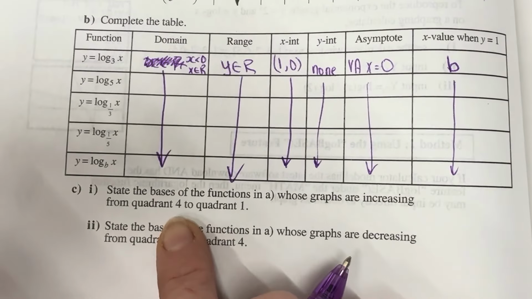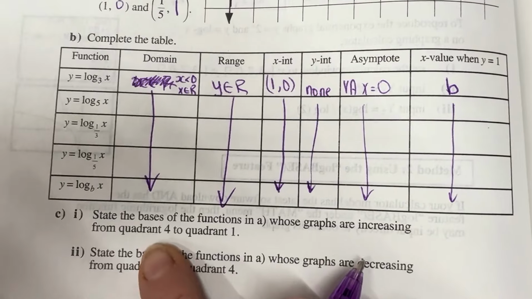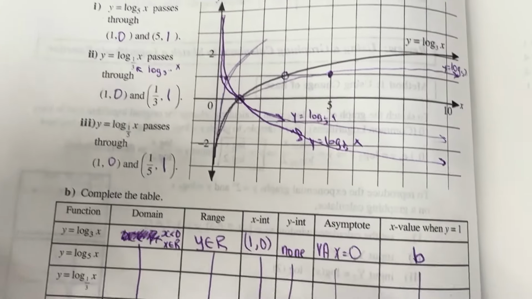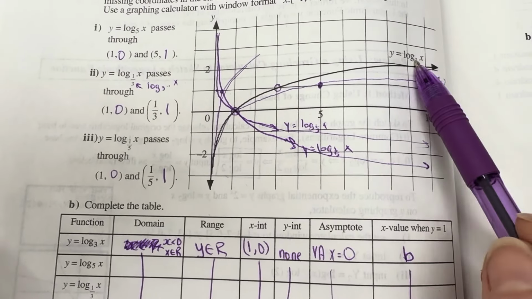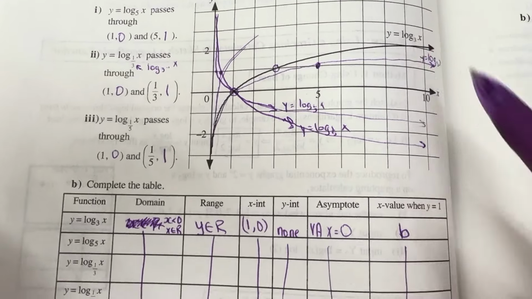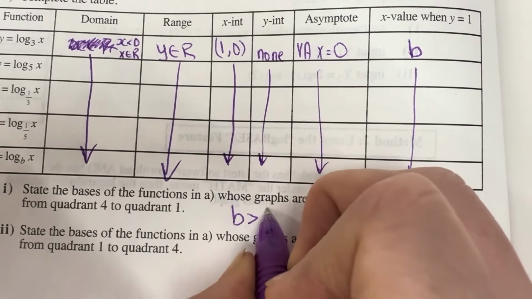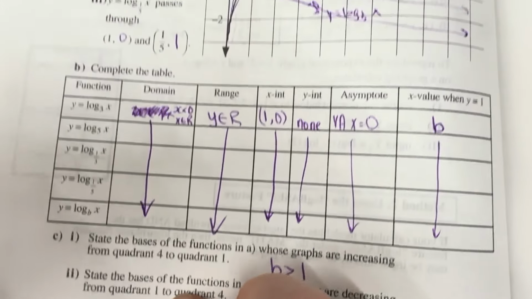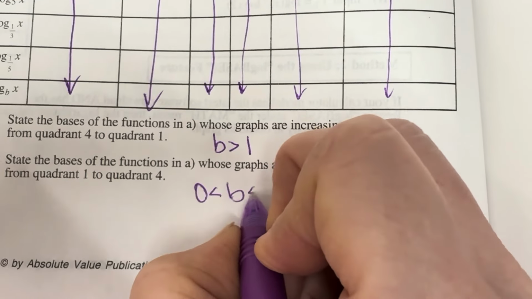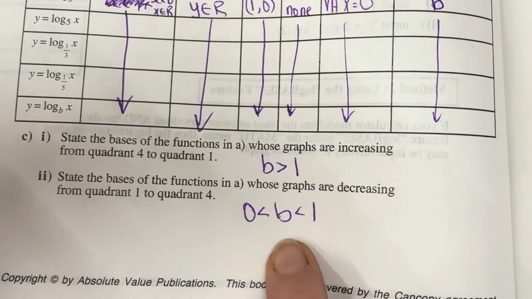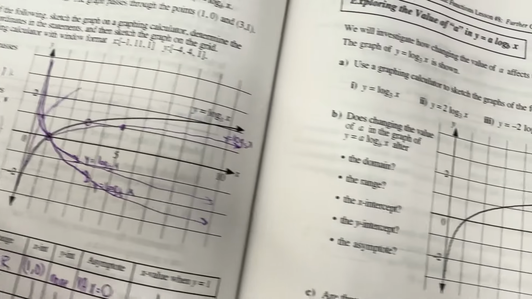Part C: state the bases of the functions whose graphs are increasing from quadrant 4 to 1. Increasing like that, we've got a base that is greater than 1, so b is greater than 1. And the ones that are decreasing, these here, are where we have a base between 0 and 1. All right, so there are the characteristics.